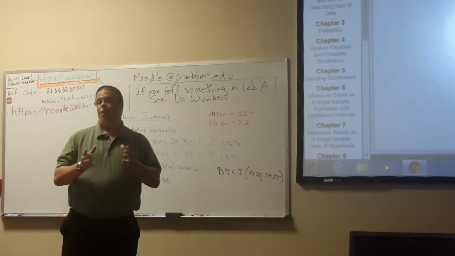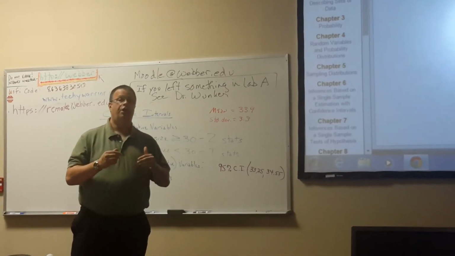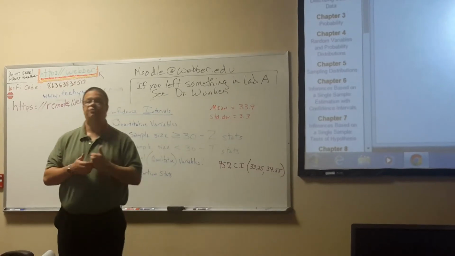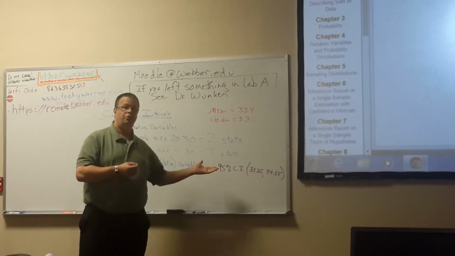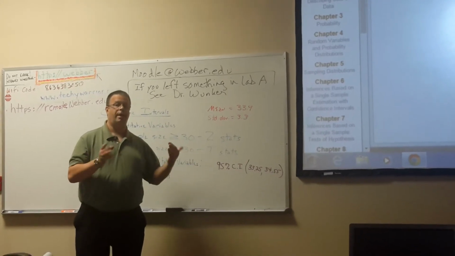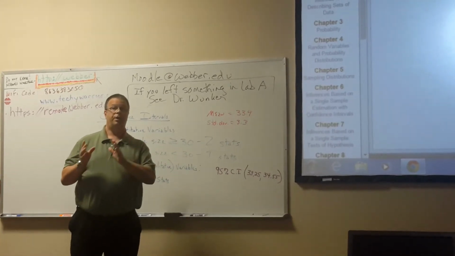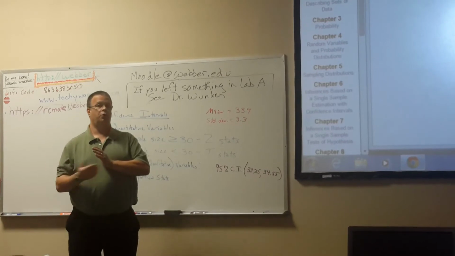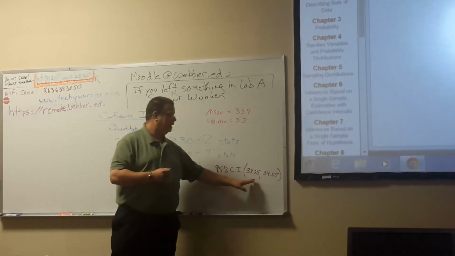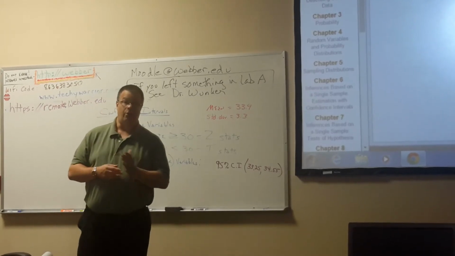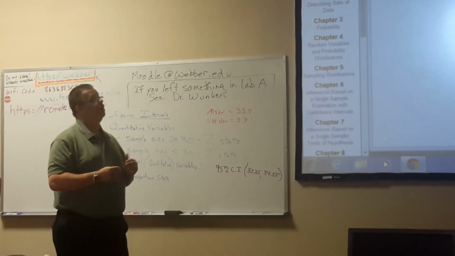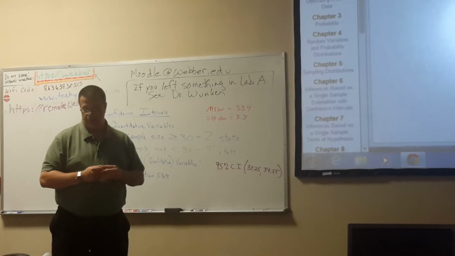In fact, what that actually says is, if we were to go out and take 100 different samples of 100 observations here out of this population, we would expect 95 of those 100 samples to have a mean between those two values. And the 5 that are outside that would probably be pretty darn close to those values as well.